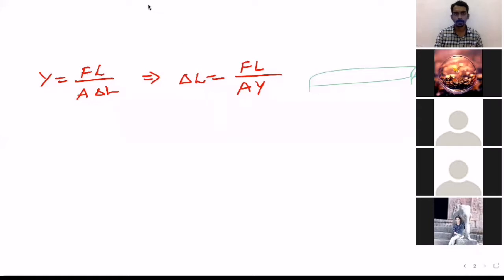Not only delta L, they can also ask what is the force value sometimes. So from the given equation, for F you take A delta L to the other side. So F is Y A delta L divided by L. So it is the same Young's modulus formula, but they can ask questions based on what is the change in length or what is the force applied. So they can ask this question also. Here we have done a little manipulation of the formula.